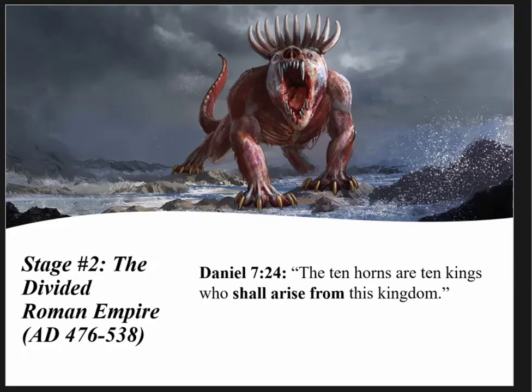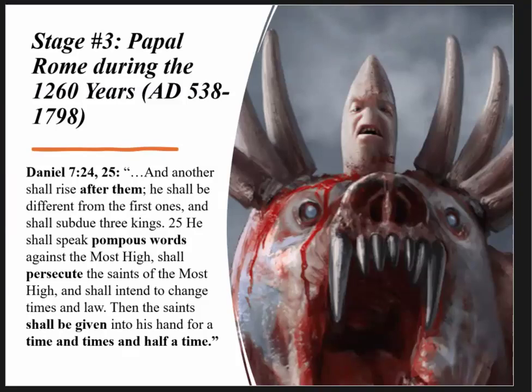So you have the dragon beast by itself. This is the Roman Empire. And then you have the 10 horns, which represent Rome in a divided state as a result of the barbarian invasion. Okay, so that's stage 2. Now moving on to stage 3. Let's read Daniel chapter 7, 24 to 25.